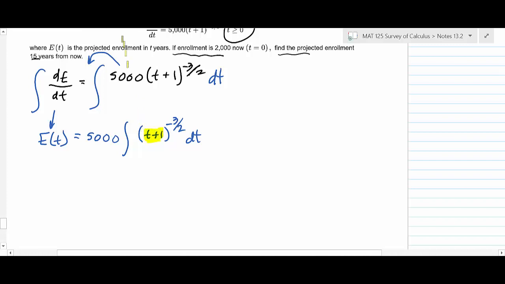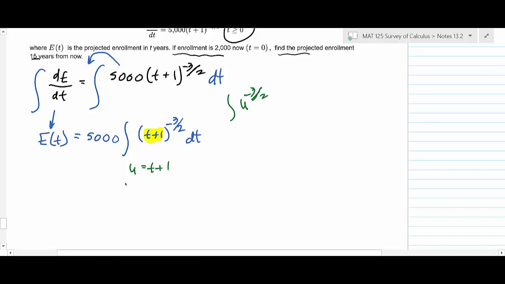If we let u, let's just try it. Let u be equal to t plus 1. When you do that, you have to think, if I let this thing be u, then I would end up with u to the negative 3/2. Would this be an integral that you could do? Yeah, it's power rule. You add 1 to the exponent and divide by the result. That integral is doable.